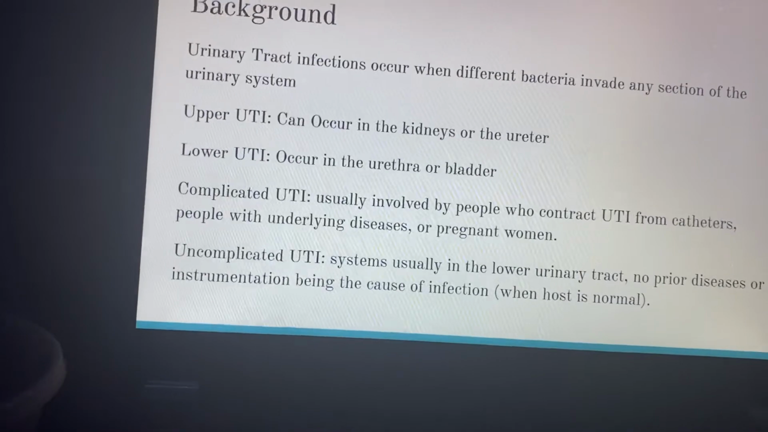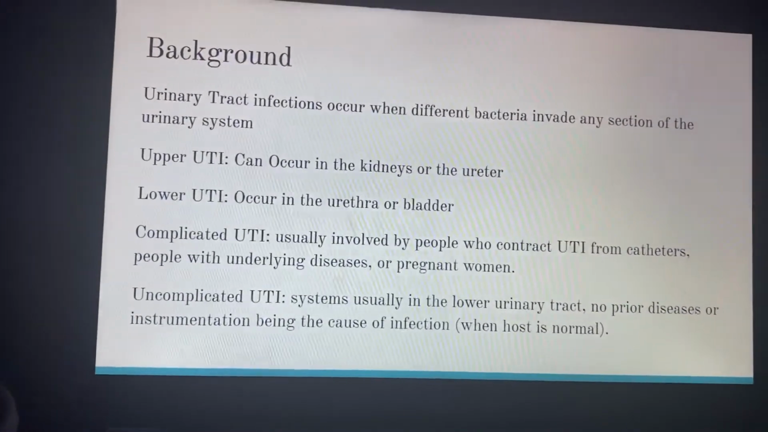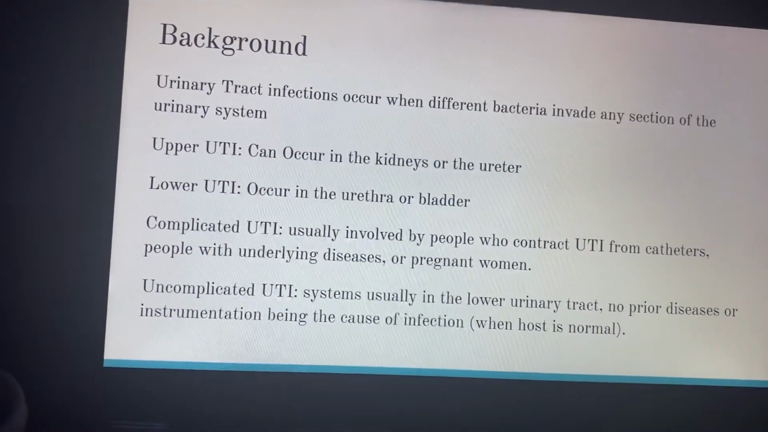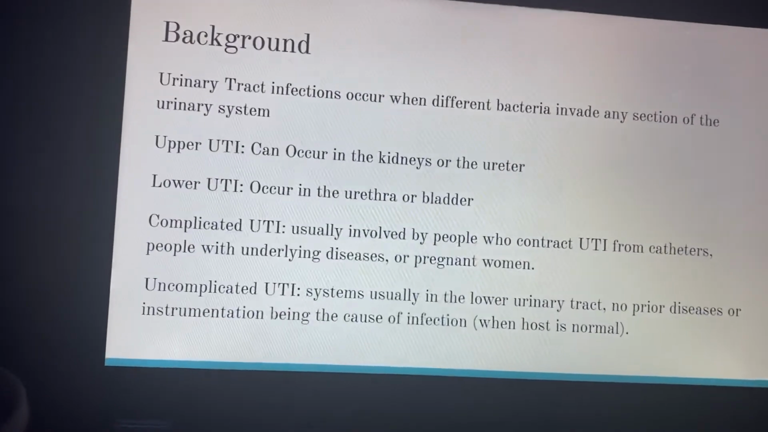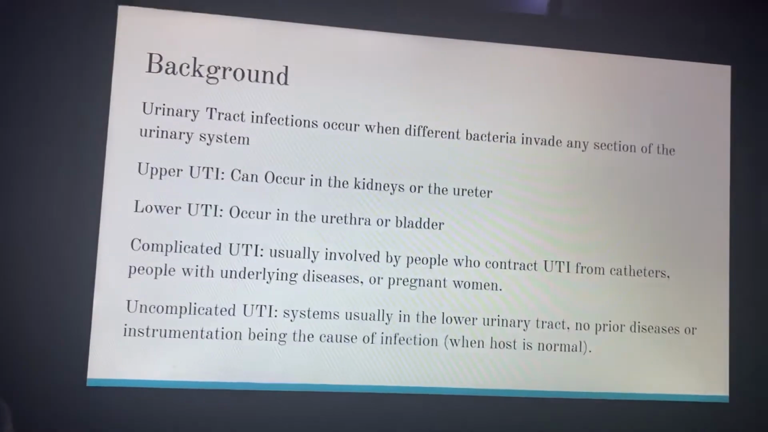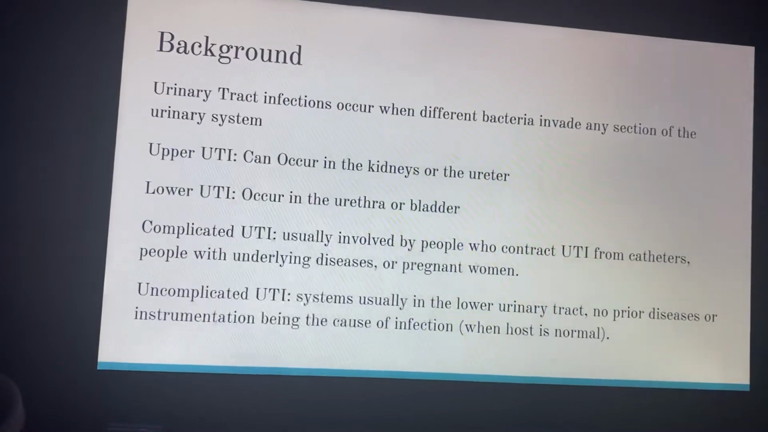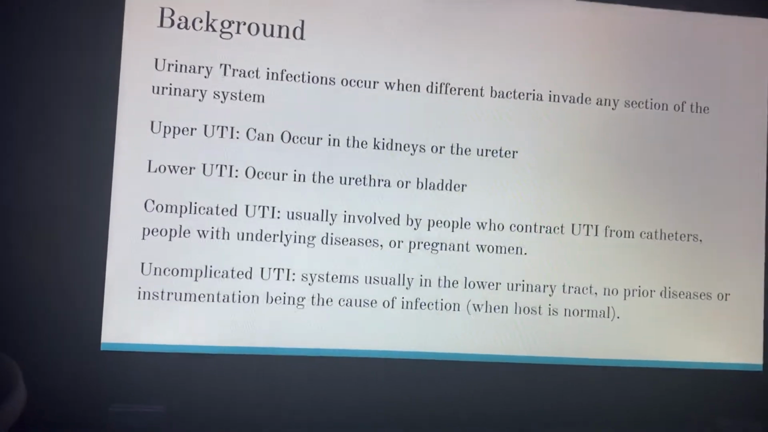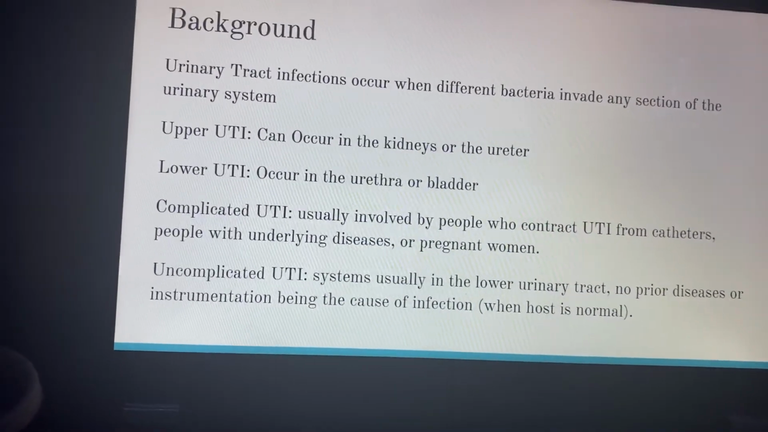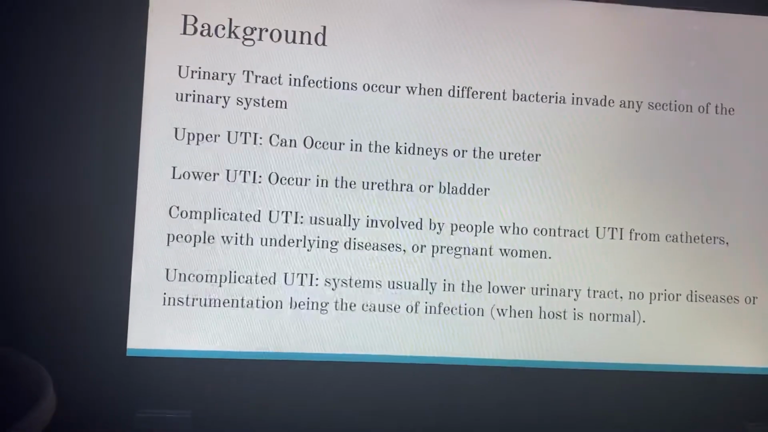So there's different kinds of severities for UTI. Now there's a complicated UTI, which usually involves people who contract UTI from hospitalization, so procedures such as catheterization, people with underlying diseases such as diabetes or even pregnant women. Uncomplicated UTIs are when the host is normal, so the system usually occur in the lower urinary tract. The person usually has no prior diseases or instrumentation. I'm pretty sure their history of antibiotics can actually affect UTIs as well.